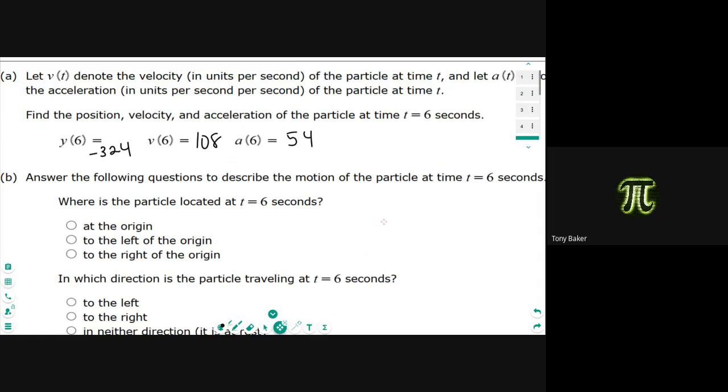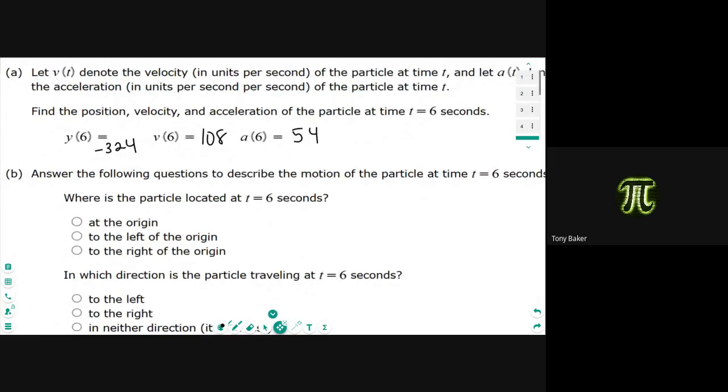Where is the particle located at 6 seconds? At the origin, to the left of the origin, or to the right of the origin? To the left. Does it mean it's in the negative, right? Yes, it's correct. It is using position, so using the y of 6. So it is to the left of the origin.